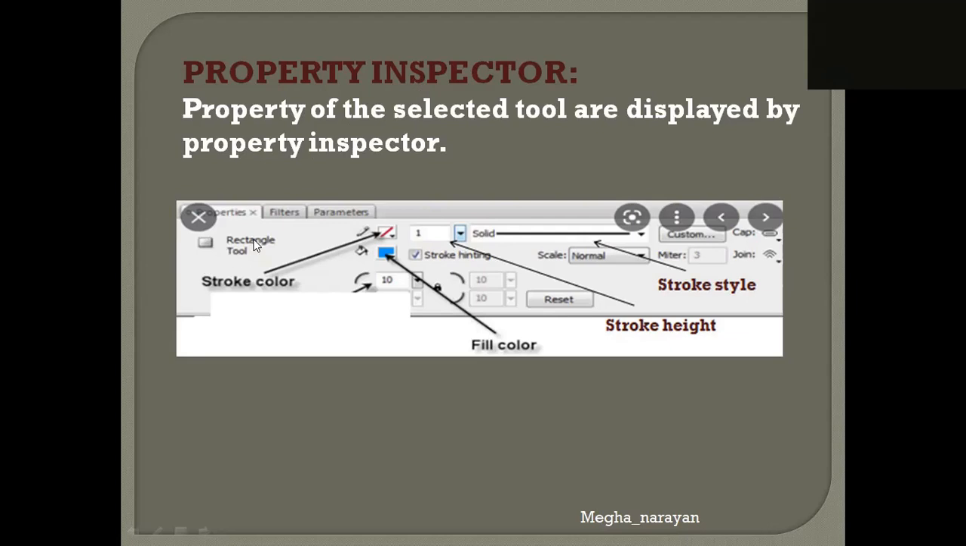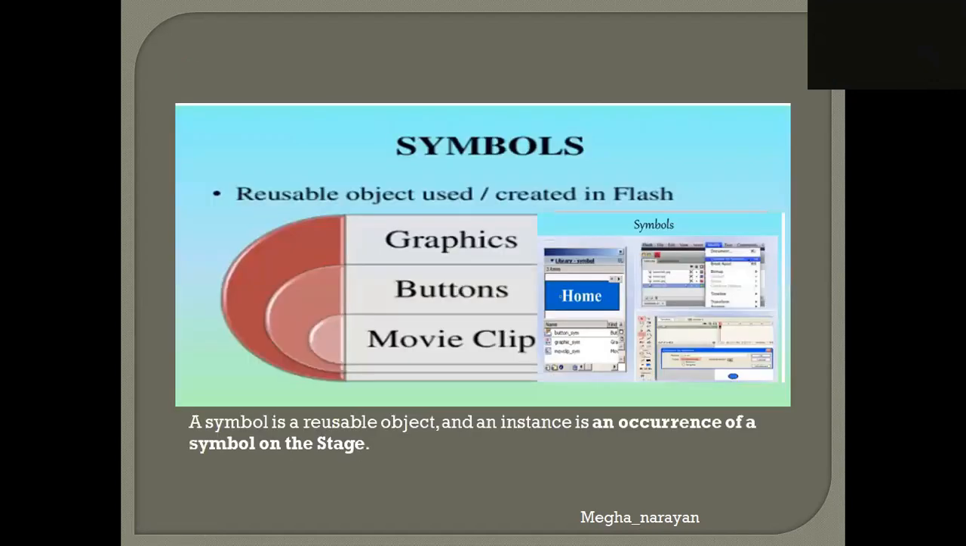Which tool have you used here? Please look, the rectangle tool we have used. It is asking the color of it, which color you want to fill, the color of the stroke, the line actually, then what is the height of the stroke and what is the style of the stroke. Which tool? Rectangle tool. So whichever tool you are using, the properties of it will be automatically displayed in this section of the property inspector. What's this section called? Property inspector.